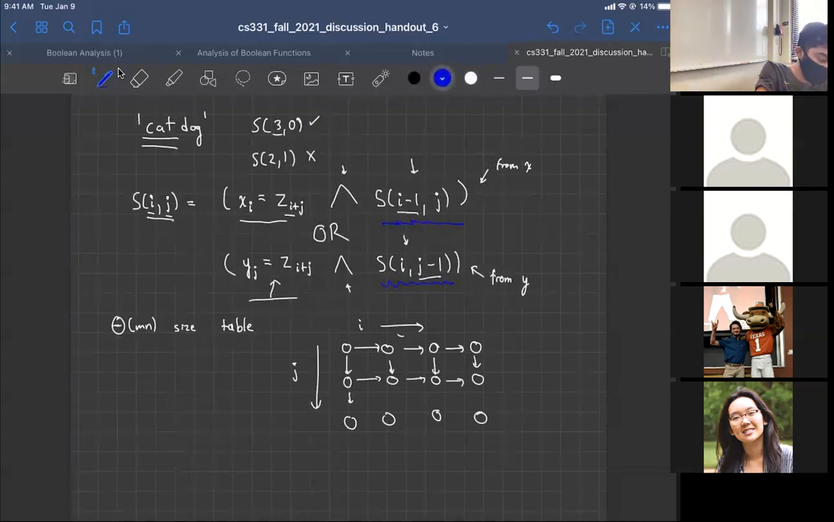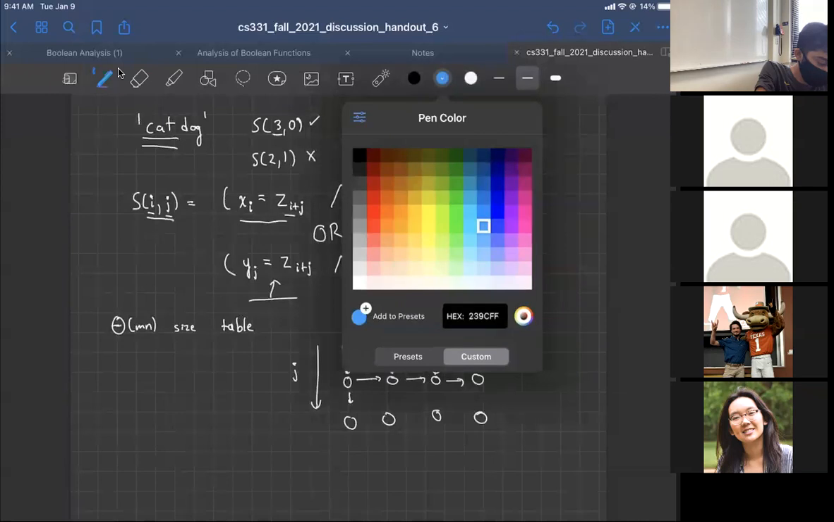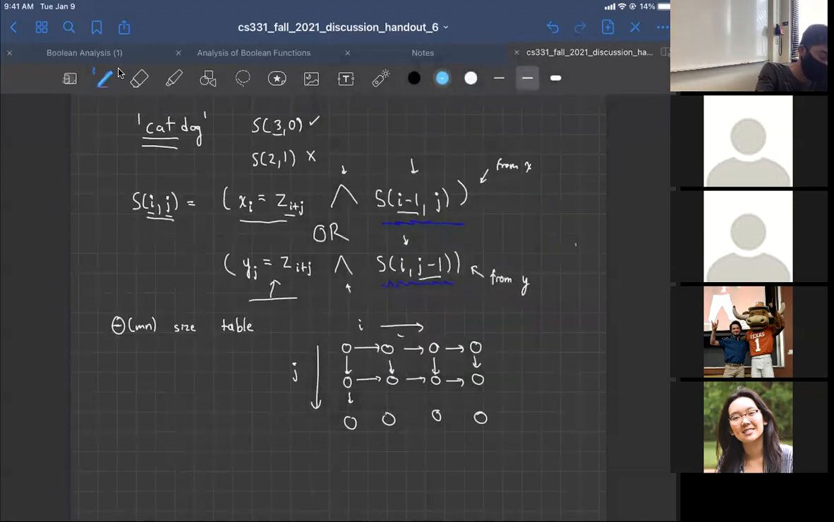Let me change the color. So I like this color, I'll use this one. So can we traverse things in this order over here? We can go row by row. Can we do that? Well, let's think about any time we solve this subproblem. Whenever we solve this subproblem in blue over here, we've solved the previous row. So this dependency over here is good.